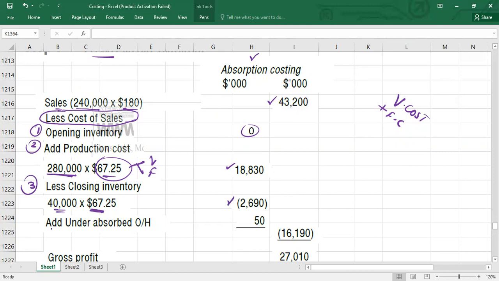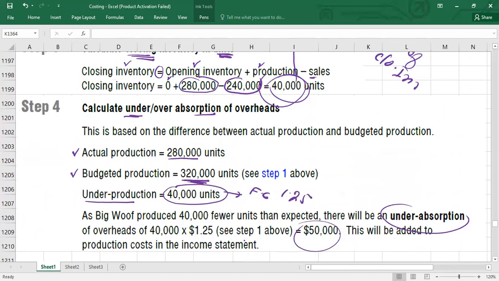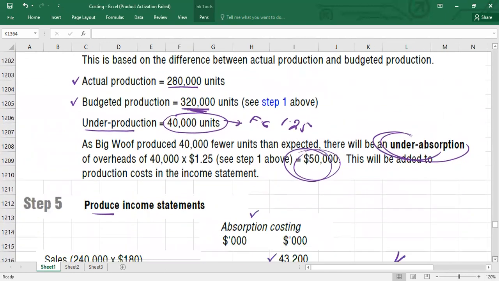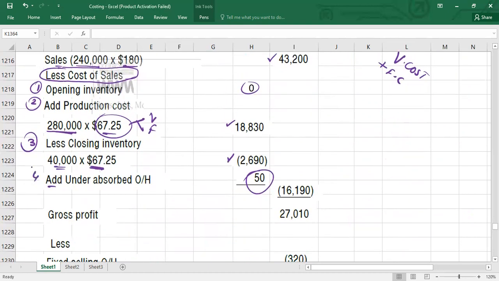Then you have to plus or minus under and over absorption of overhead, which we just got there. There is under absorption of 50,000 in step number 4. If you go back here to step number 4, we have 50,000 under absorption. Then if you add plus or minus these 4 points, opening plus production, less closing inventory, plus or minus under and over absorption, what will you get? You will get cost of goods sold. From sale, if you subtract cost of goods sold, you will get your gross profit.